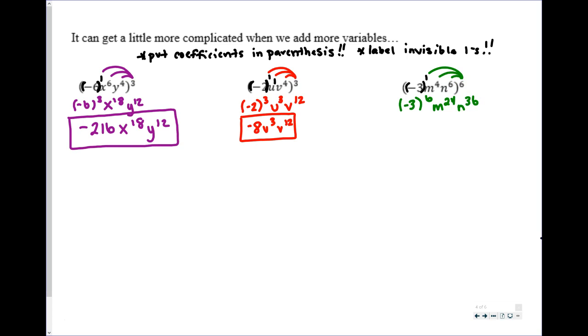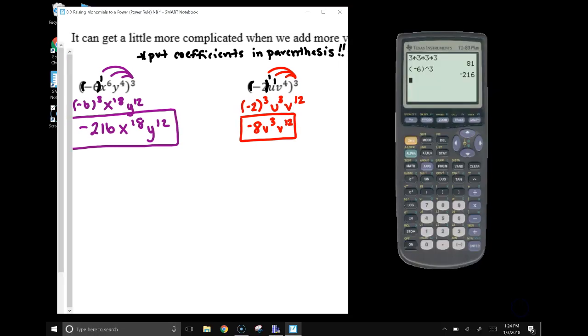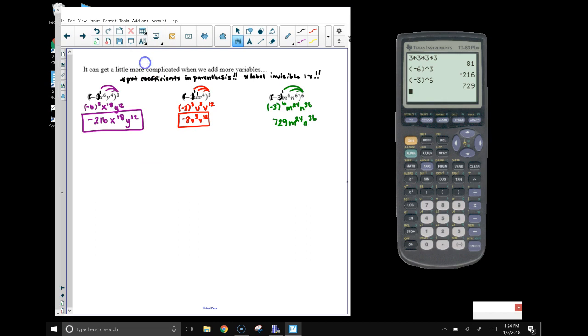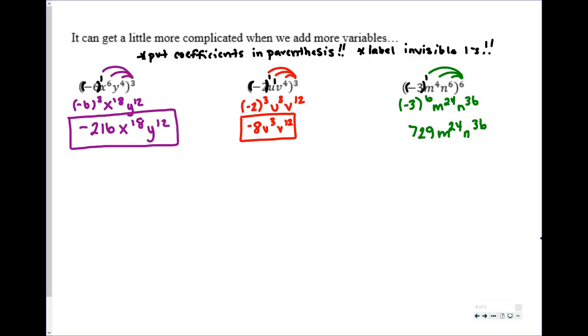To simplify negative 3 to the 6th power, I do need my calculator for that. So I'm going to do negative 3 in parentheses to the 6th power, and I'm going to get 729. So my final answer is 729, and then m to the 24, n to the 36. Okay? That is the power rule. You multiply powers when you have an exponent to an exponent.